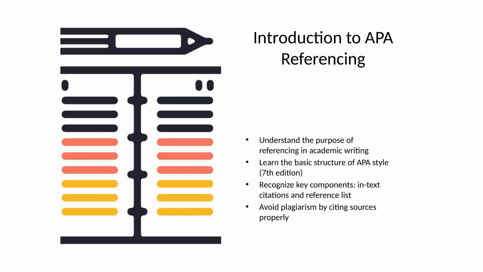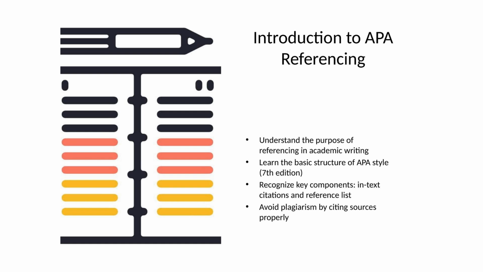APA referencing is essential for maintaining academic integrity. It helps credit the original authors, shows the depth of your research, and strengthens your argument. The APA, American Psychological Association style, is commonly used in social sciences, education, and psychology. The 7th edition includes updates like using et al. for more than 2 authors in in-text citations, and including DOIs where available.